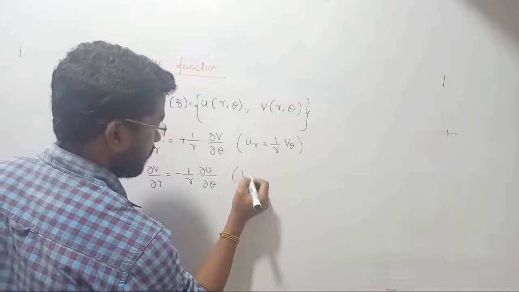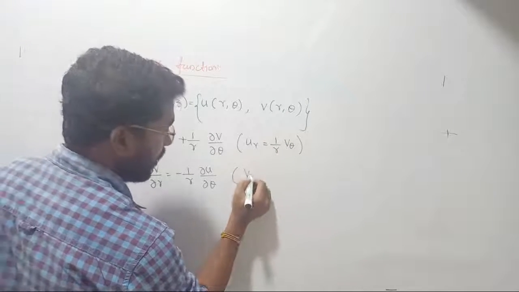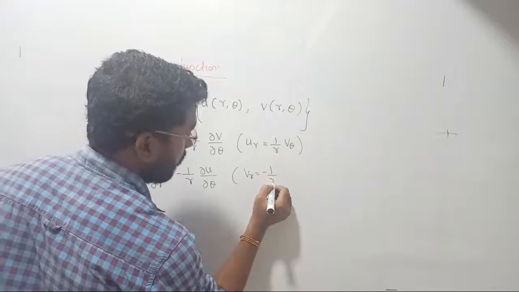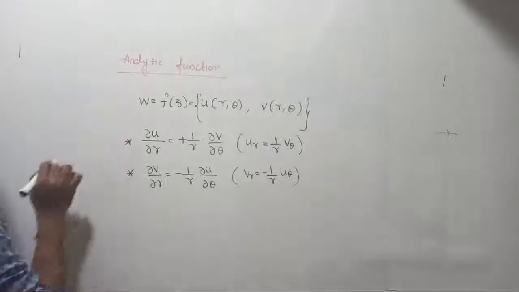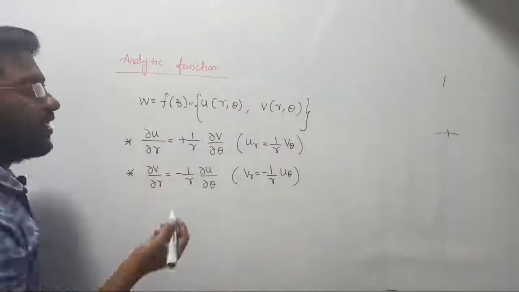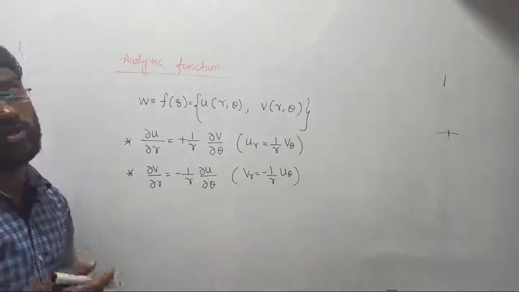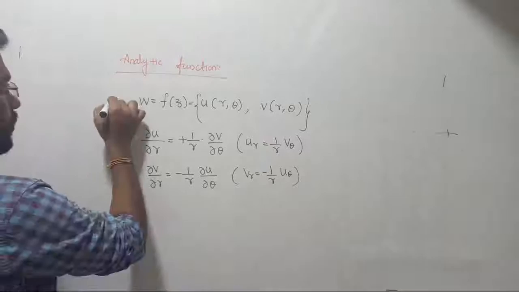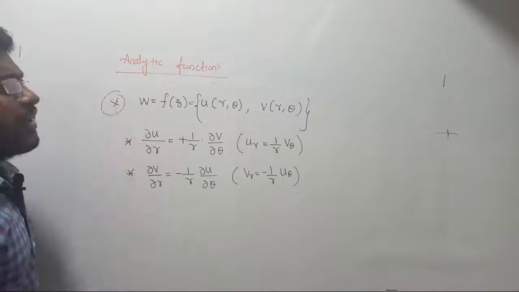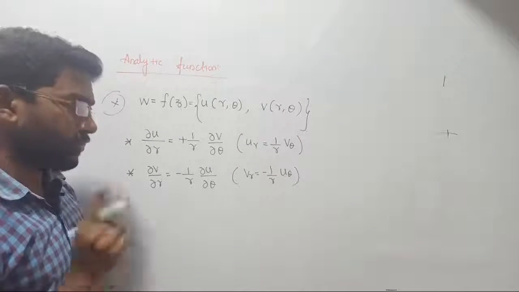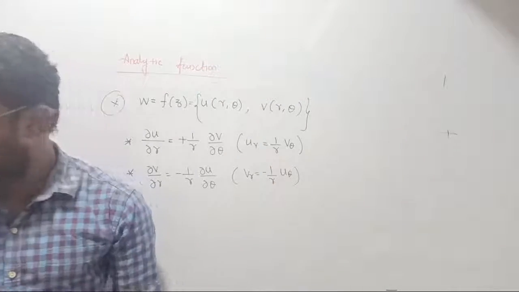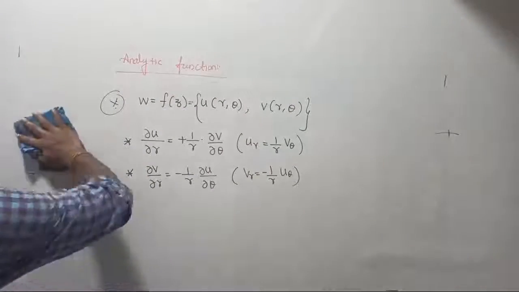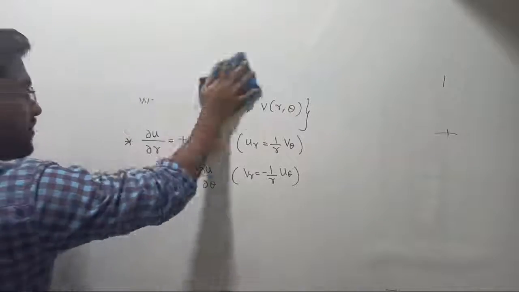This can be considered as v r equal to minus 1 by r into u theta. Clear? If these two conditions are satisfied, then the given function is said to be analytic in what? Polar domain. Clear? Don't forget, things are clear, right? I can give the proof, but first understand, just keep these things in your mind, that's enough. Don't waste your time. Okay, this is what is called an analytic function.